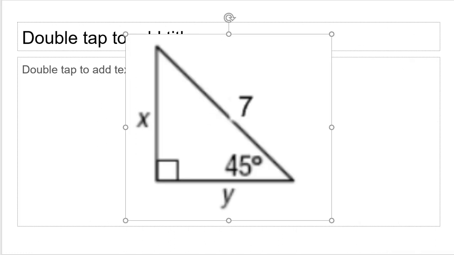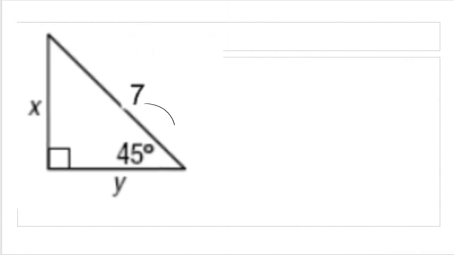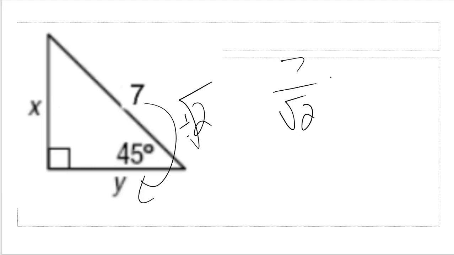Alright, let's do another one. Same thing, I'm going to divide by square root 2. So 7 divided by root 2. I'm going to rationalize the denominator. So top number times root 2 and bottom number times root 2.